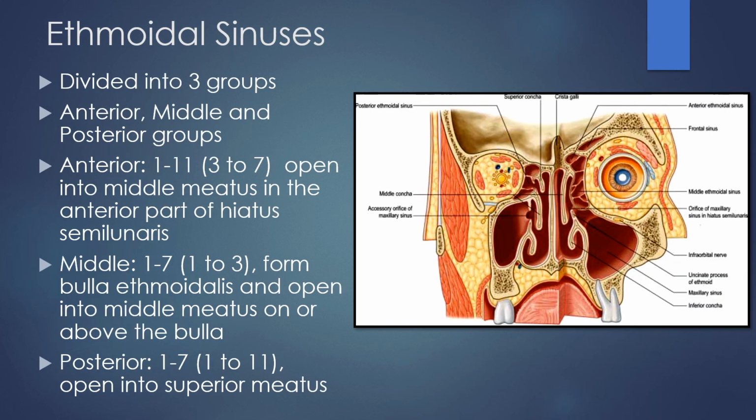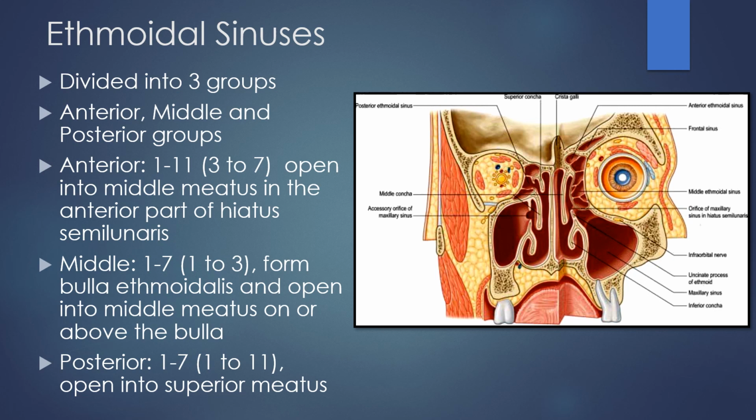They are divided into three groups: anterior, middle and posterior. The anterior one is a group of 1 to 11, different books mention different numbers, and they open into the middle meatus in the anterior part of the hiatus semilunaris.